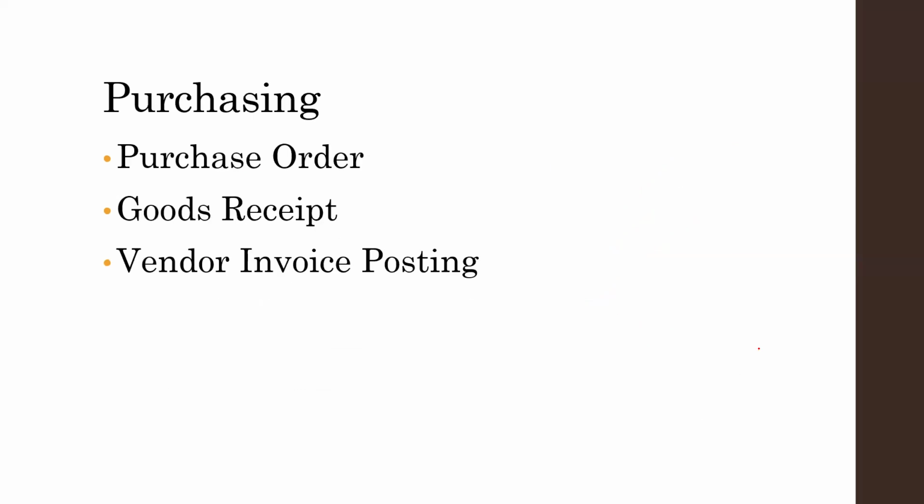Next, purchasing. If you want to purchase any raw material from the vendor, a purchase order needs to be created, with order confirmation from the vendor. Then goods receipt: the material will be inwarded. Once the material is inwarded, the vendor gives you the invoice, and we post the invoice here. Vendor invoice posting, or invoice verification.